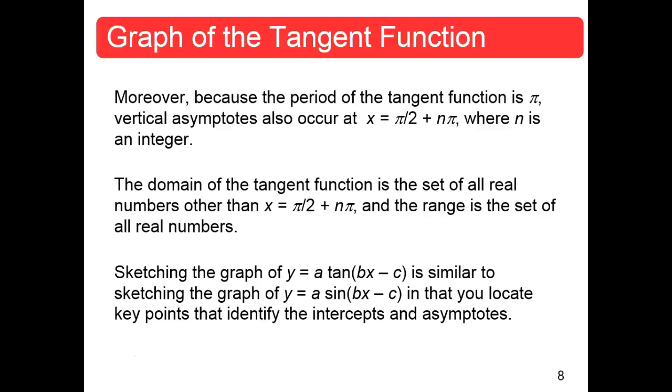All right. Then let's do, okay, moreover. Let's see, here's some moreovers here, I think. Because the period of the tangent function is pi, vertical asymptotes also occur every pi, but they're on the half pi's, but they're still 1 pi apart. We're in plus n pi, where n is an integer. Okay. Domain of the tangent function, set of all real numbers except your half pi's, where they're not defined. The range is the set of all real numbers.